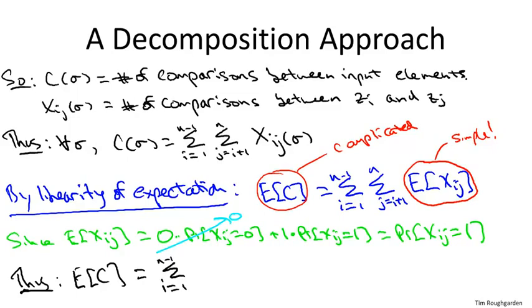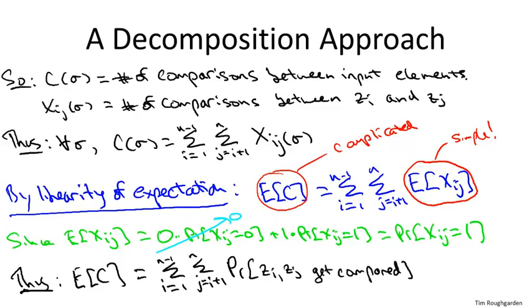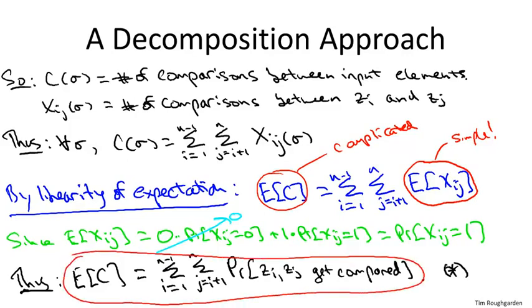So putting it all together, we find that what we care about, the average value of the number of comparisons made by quicksort on this input array, is this double sum, which iterates over all ordered pairs, where each summand is the probability that the corresponding xij equals 1. That is the probability that zi and zj get compared. And this is essentially the stopping point for the first part of the analysis. So let's call this star and put a nice circle around it.